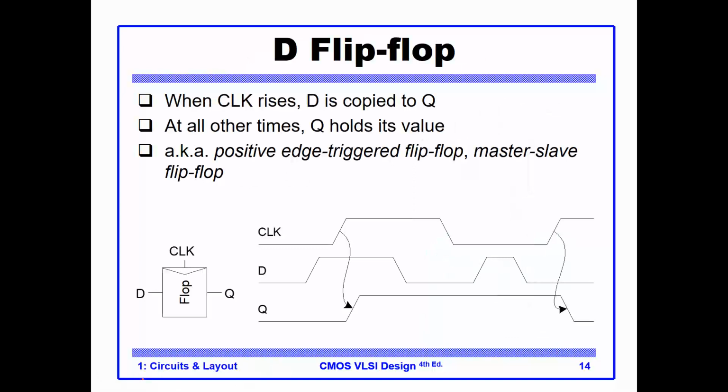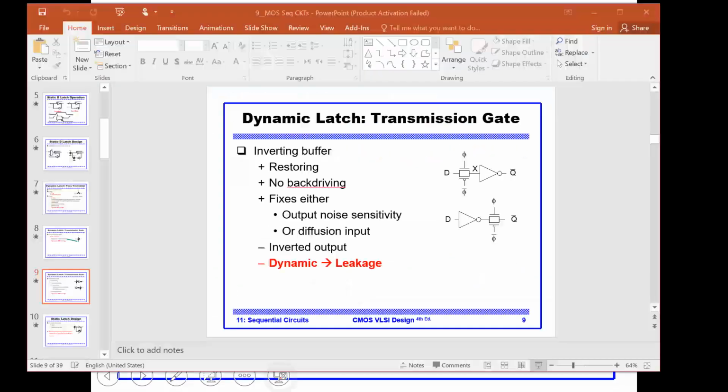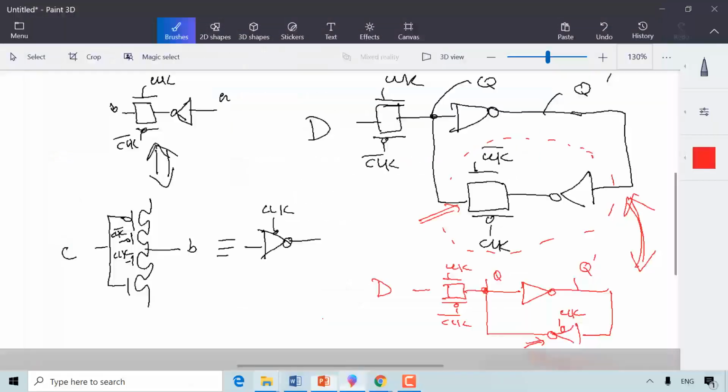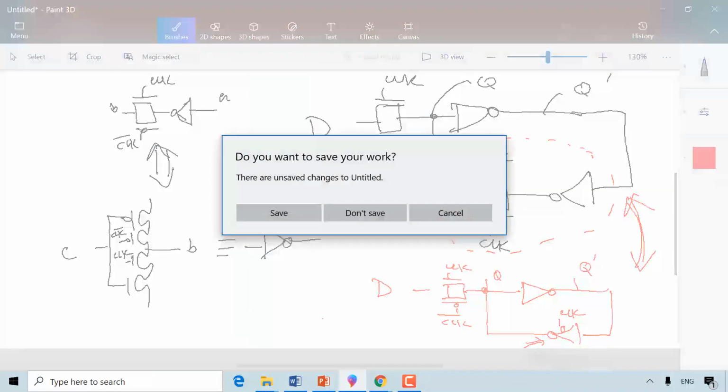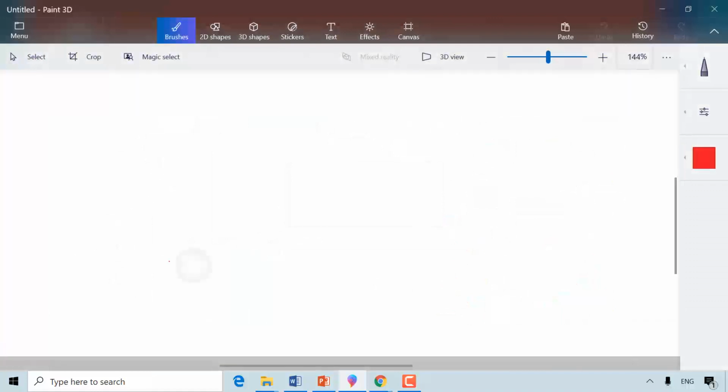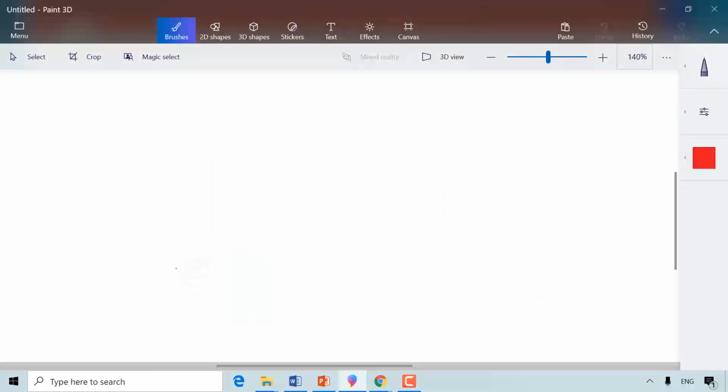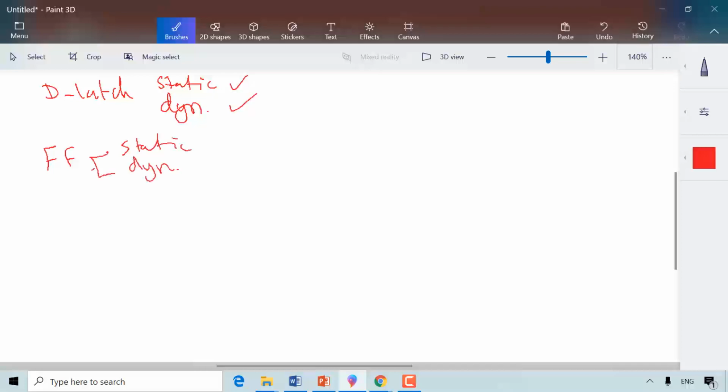So flip-flops, let me go back to my whiteboard and do some discussion, because I want to show something about the flip-flop. What we did so far, we discussed the D latch, static and dynamic. So done with those. Let's take a look at the flip-flop, static and dynamic. We're going to discuss those now.